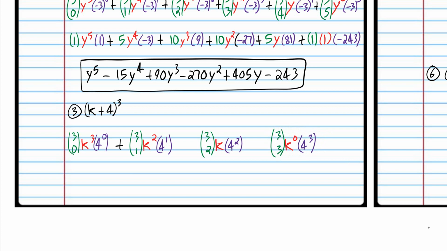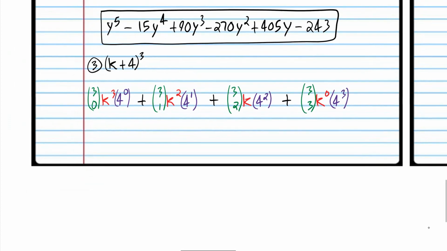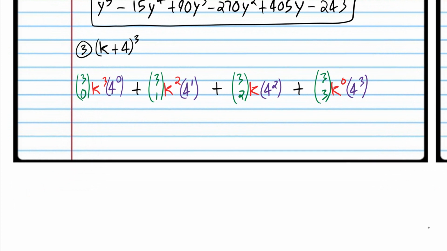So then we write plus signs, and that is the expansion. We just need to simplify. 3 choose 0 is defined to be 1. Remember, that's the definition. 4 to the 0 power is 1.